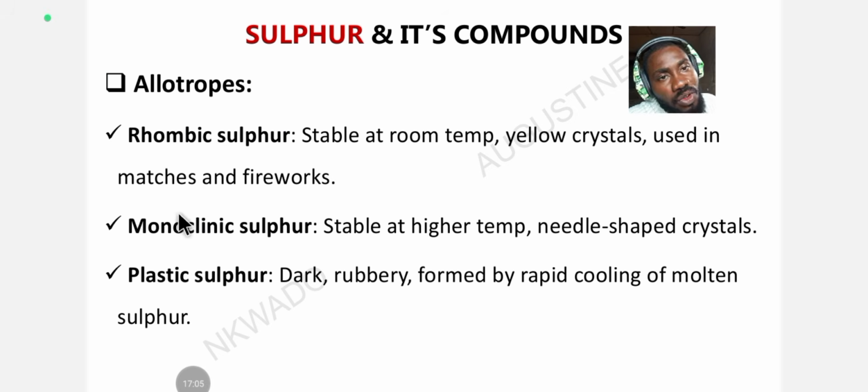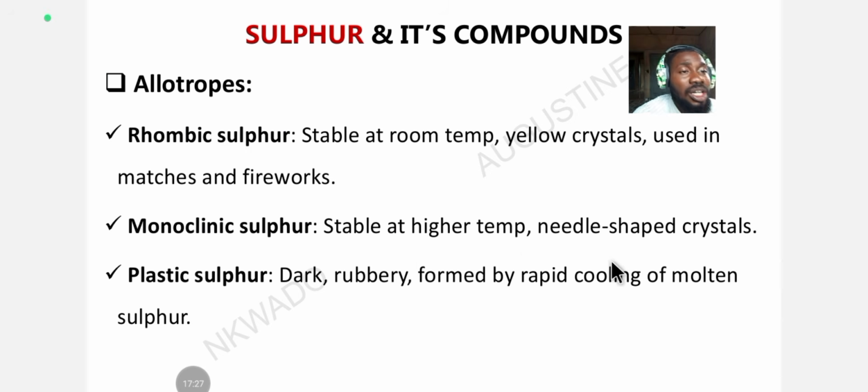The second allotrope of sulfur we have here is monoclinic sulfur. The monoclinic sulfur is stable at higher temperature. The rhombic sulfur is stable at room temperature, while the monoclinic sulfur is stable at higher temperature. Even though you increase the temperature very high, monoclinic sulfur is still stable.